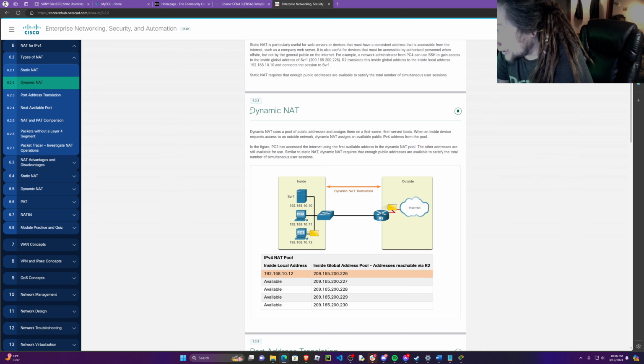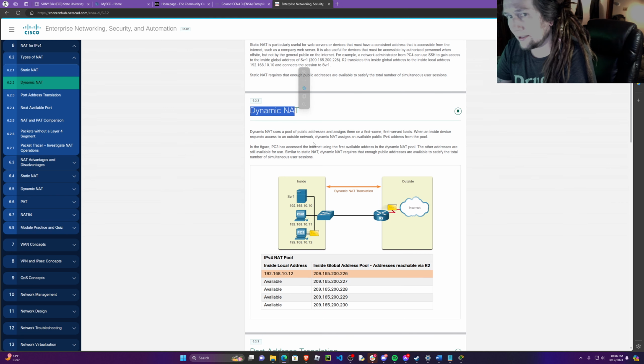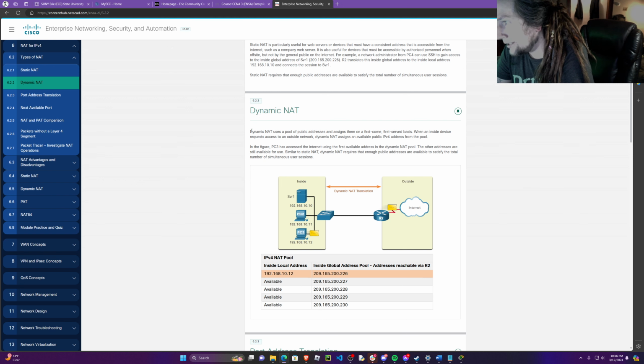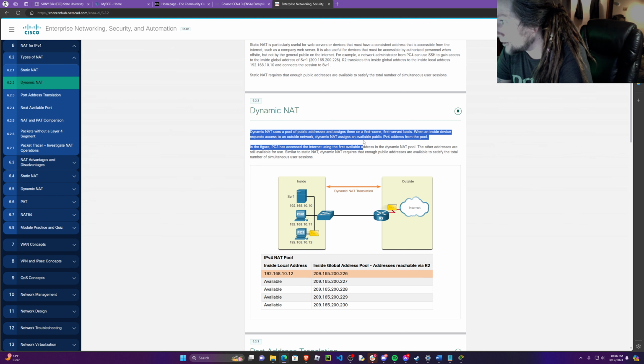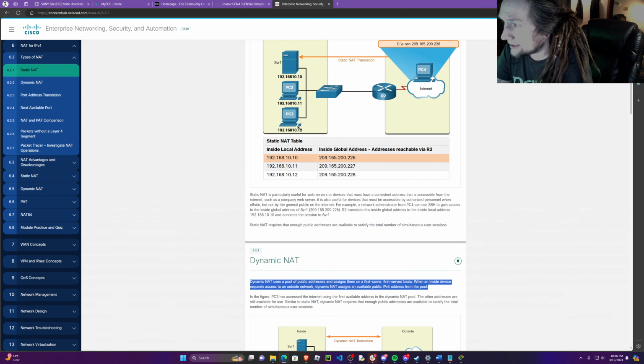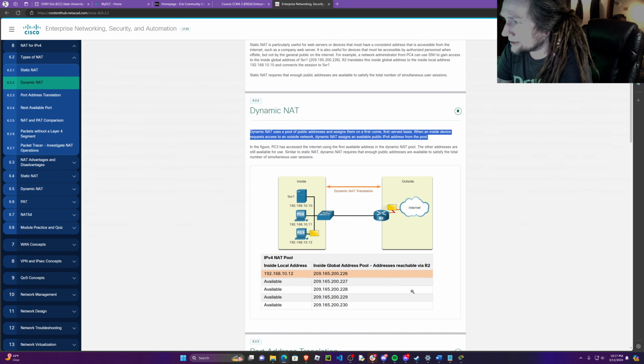Now we have our second type of NAT, Dynamic NAT. And if you notice, this is very similar to a lot of other networking concepts, right? Static and dynamic. Dynamic NAT uses a pool of public addresses that assign them on a first-come, first-served basis. When an inside device requests access to an outside network, Dynamic NAT assigns an available address from the pool. All right? Very simple concept. Static, you're going to stay that way. Dynamic NAT, it gets assigned from a pool.